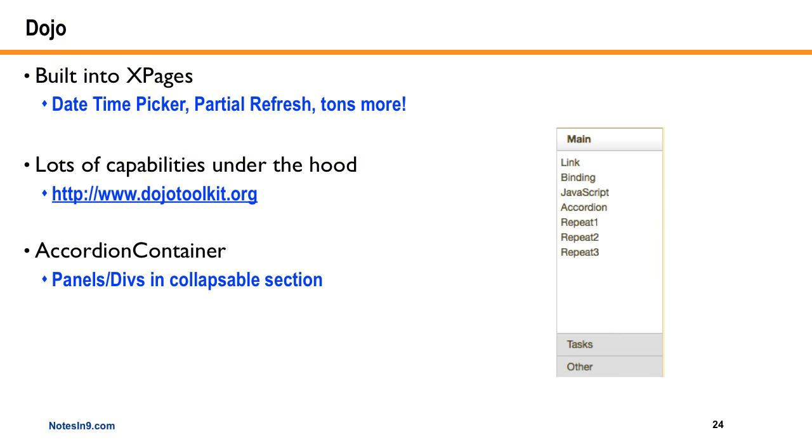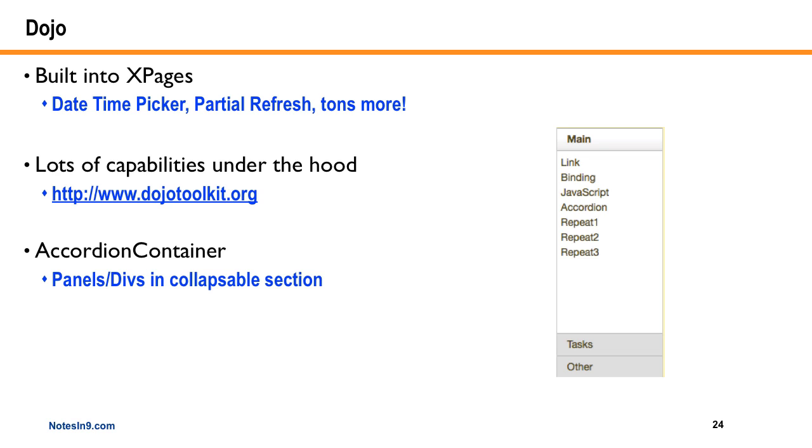Okay, Dojo. Let's talk about Dojo for a brief moment, because Dojo is this JavaScript framework that gives a whole ton of power to your web applications. And it's not IBM specific, it's not XPages specific, but XPages is fully integrated with Dojo. So it gets some things from Dojo like the date time picker, partial refresh, all sorts of these other capabilities. But Dojo contains a lot more capabilities than XPages gives you out of the box. And you can see some of these functions and features at dojotoolkit.com.